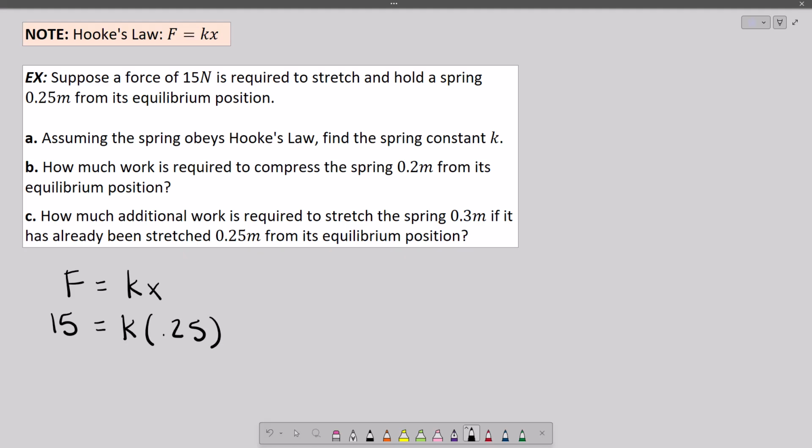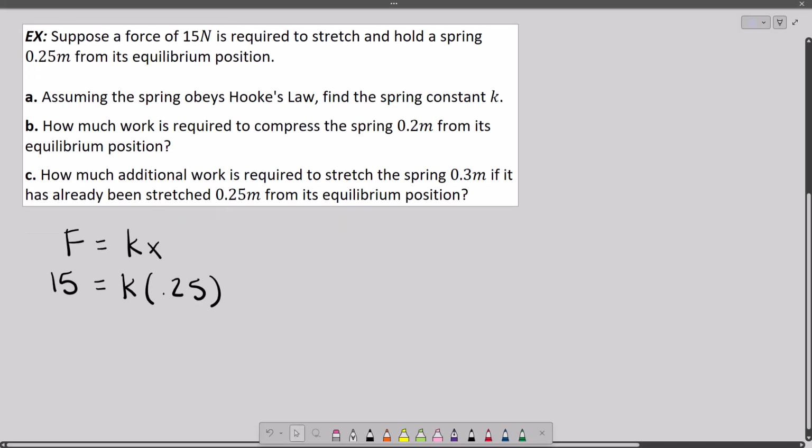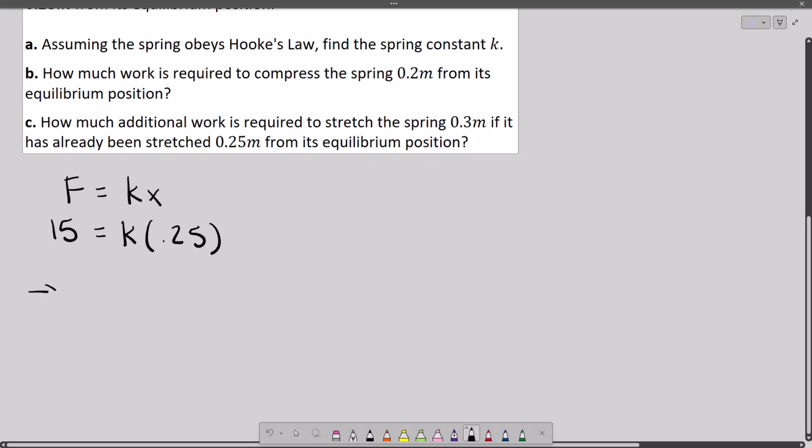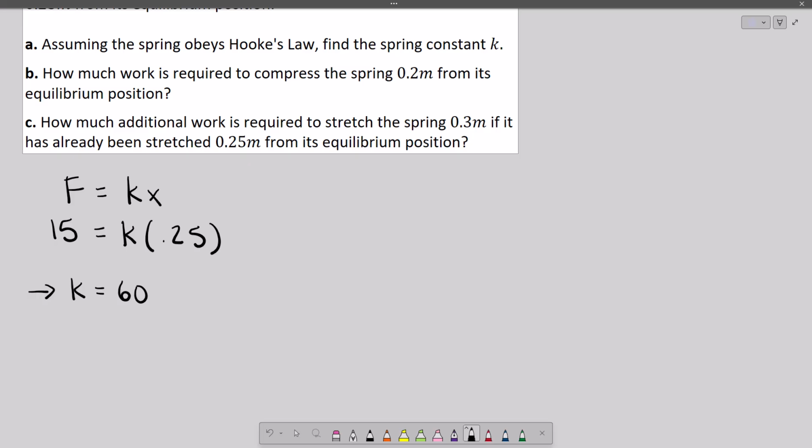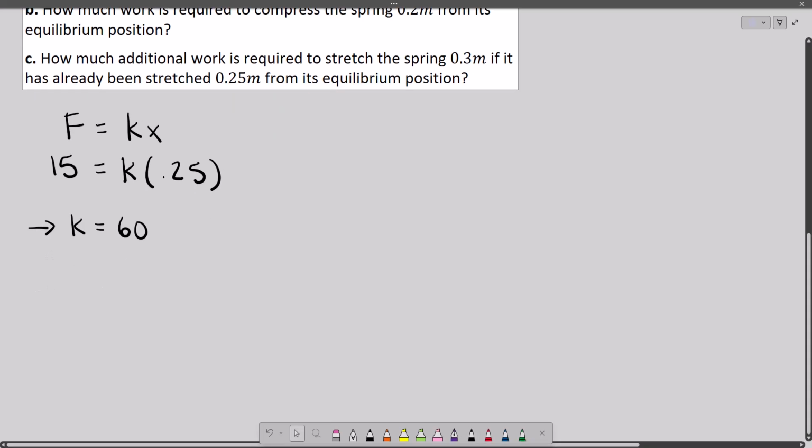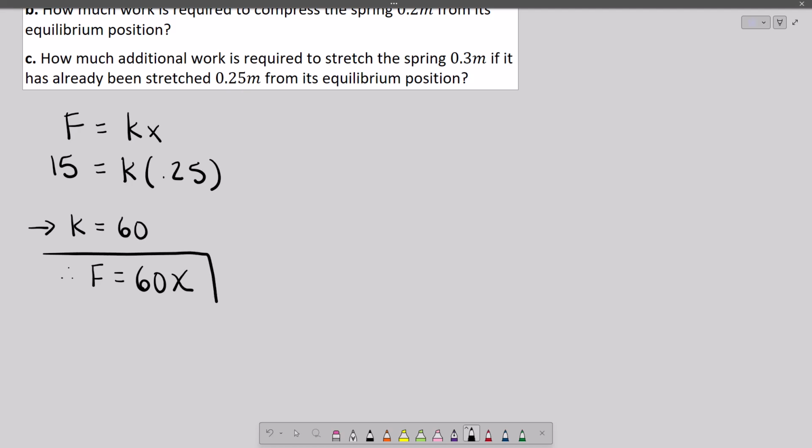And that gives us the k. Divide by 0.25, or multiply by 4. So this tells us that k is 60. That is the spring constant for this spring. So for this spring, the force function is 60x. That is the force function for this particular spring. The force will always be 60 times x.